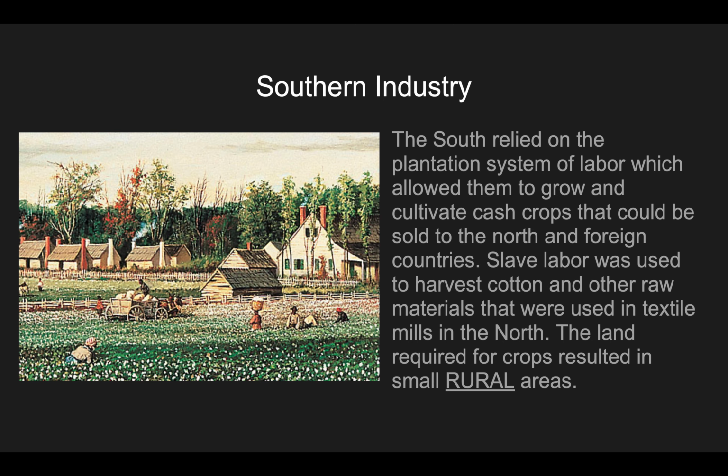They were also trading with foreign countries: tobacco, rice, all sorts of different cash crops. Because of the reliance on agriculture, we see that there's a lot more rural areas in the South because they need land. You can't farm if you don't have land. So we don't see big cities popping up. We see smaller towns. They're spread out more throughout the South. And that's not by coincidence.